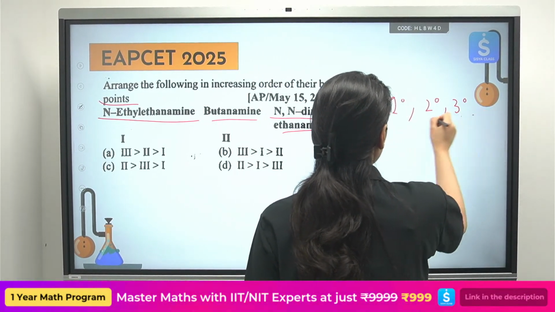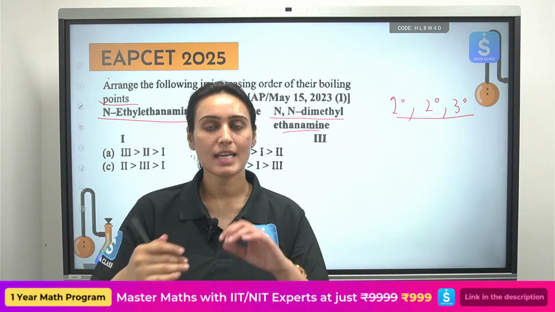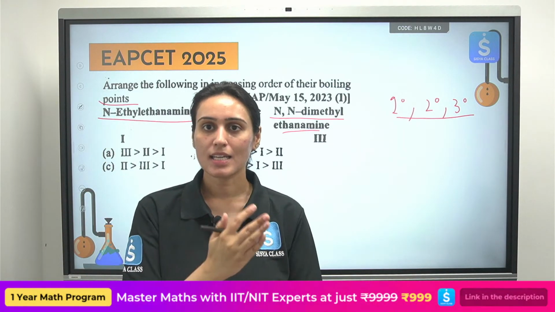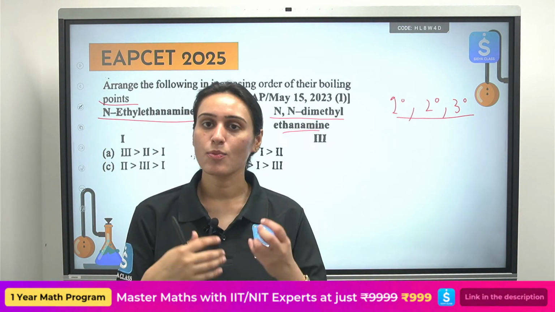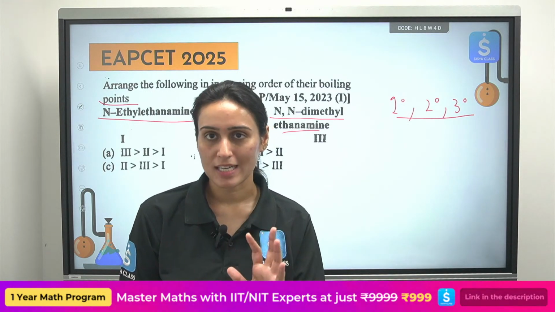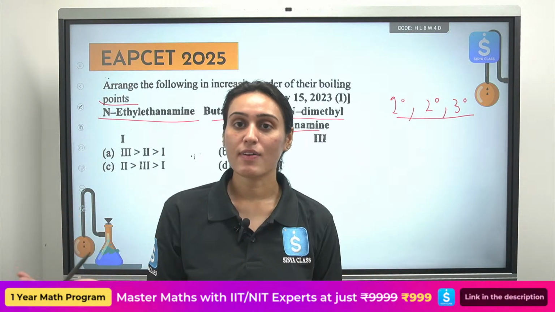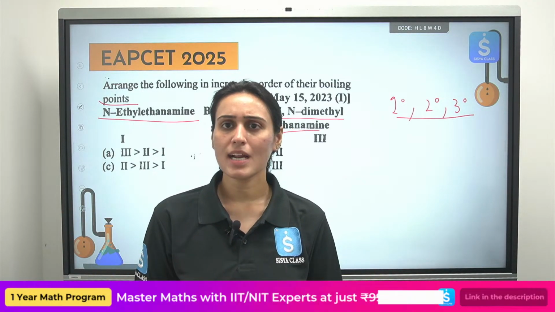Now we have to compare their boiling point. How do we compare the boiling point? The first thing is you compare the molecular mass. Greater is your molecular mass, more will be the boiling point, because in that scenario, your van der Waals forces of attraction are stronger. That is one scenario. But in case of amines, you have hydrogen bonding also. So just compare hydrogen bonding.